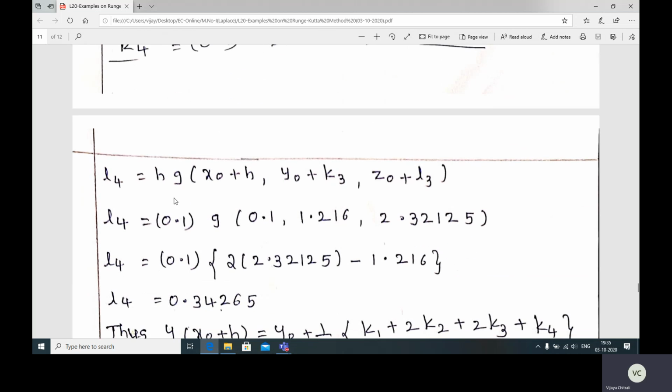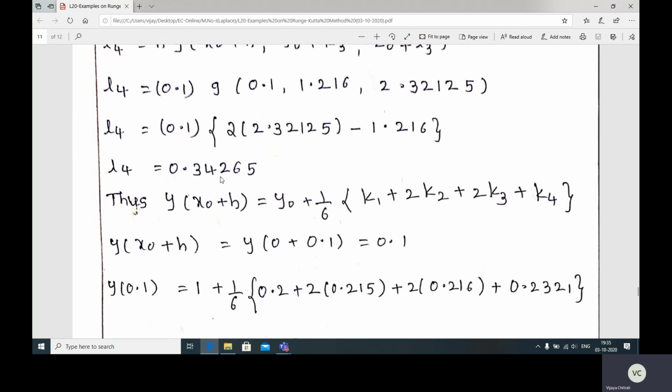Now find L4. So L4 is equal to h into g of x naught plus h, y naught plus k3, z naught plus L3. So L4 is equal to 0.1, g of x naught plus h is 0.1, y naught plus k3 is 1.216, z naught plus L3 is 2.32125. So L4 is equal to 0.1 into 2z, 2 into 2.32125 minus y is 1.216. So calculate, 0.34265.